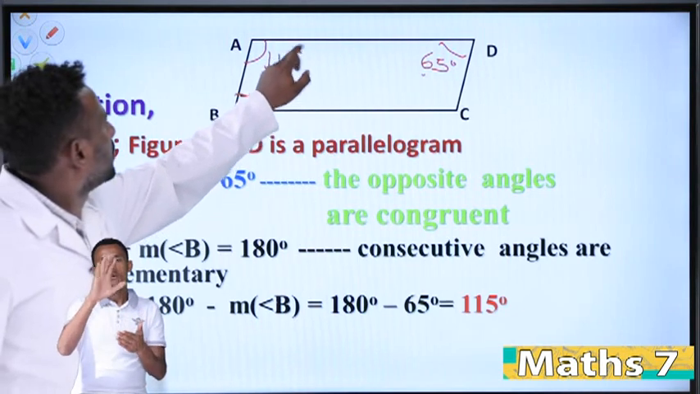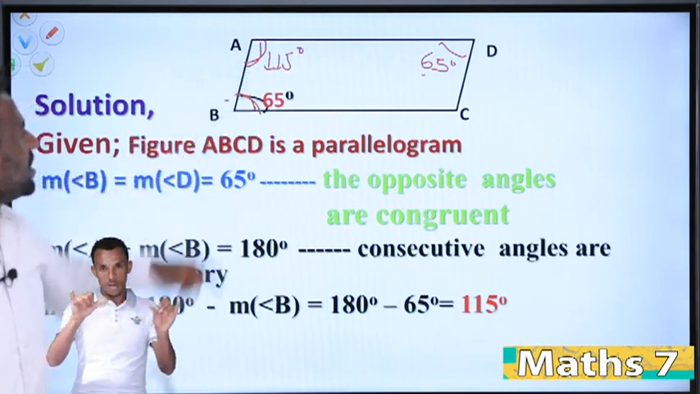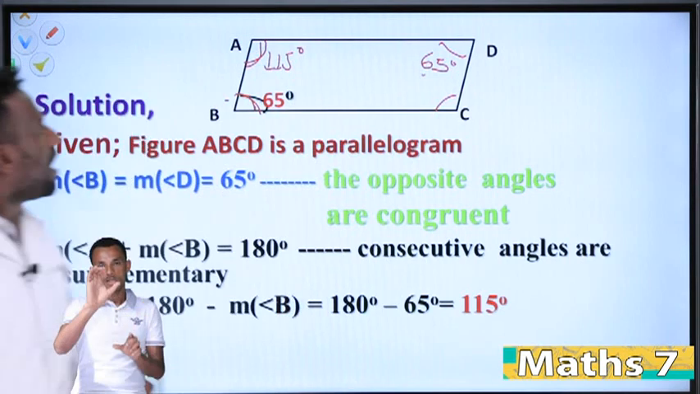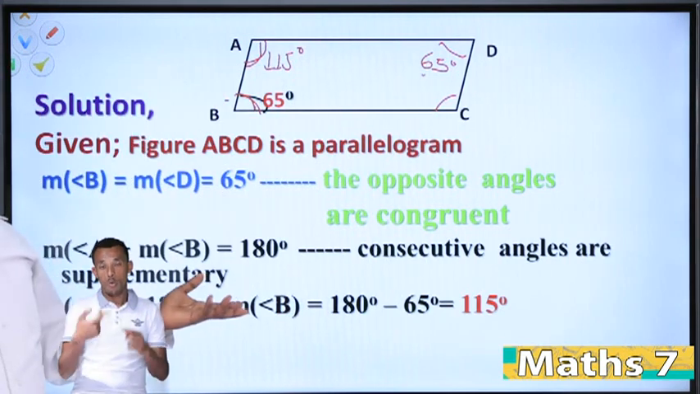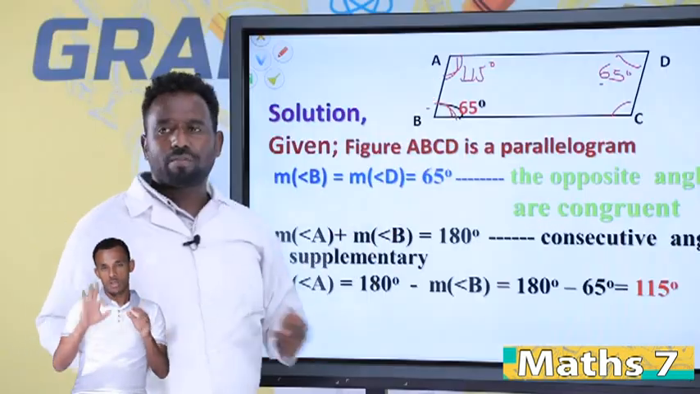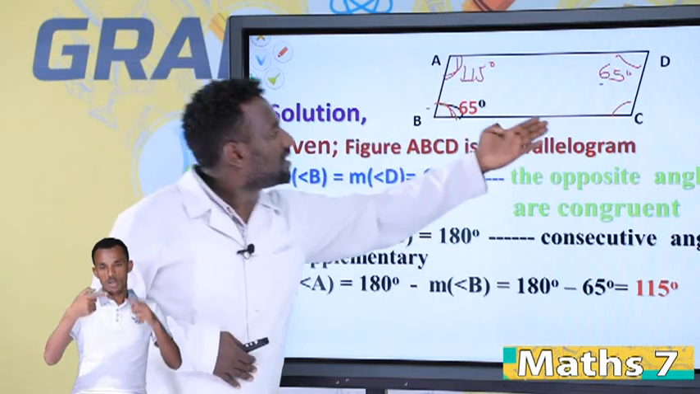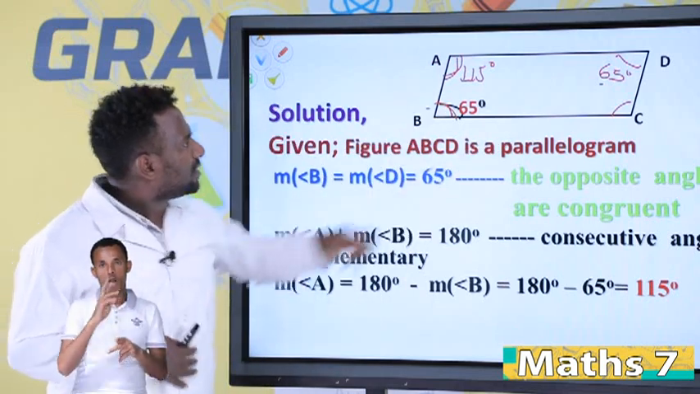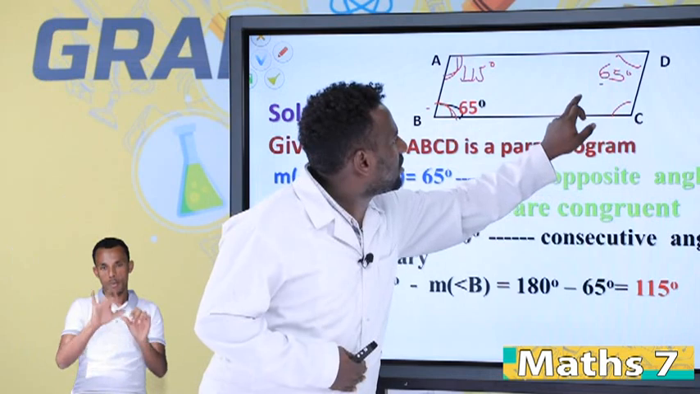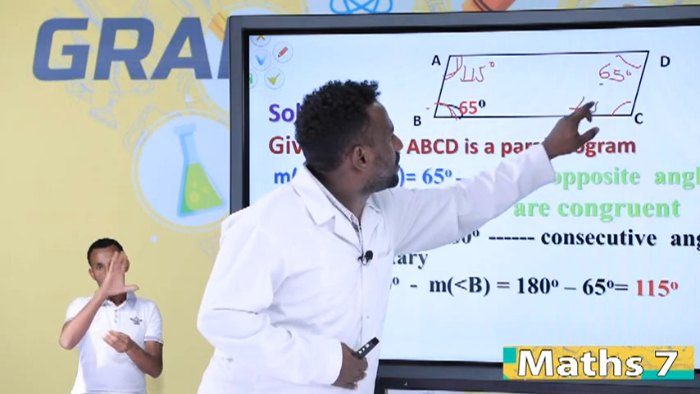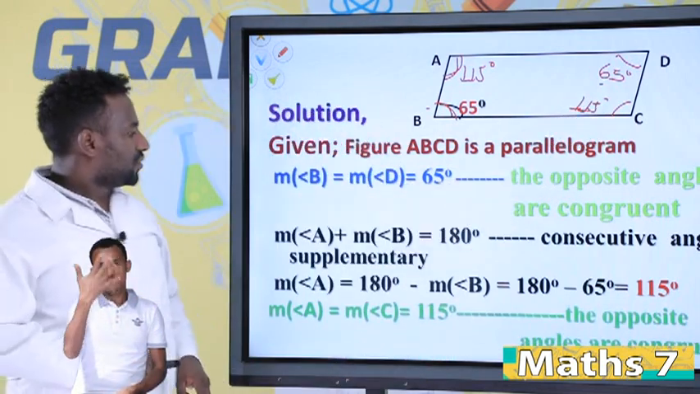115 degrees. Measure angle A and measure angle C are opposite angles. By the definition of a parallelogram, the opposite angles of the parallelogram are congruent. So measure angle C is also 115 degrees.